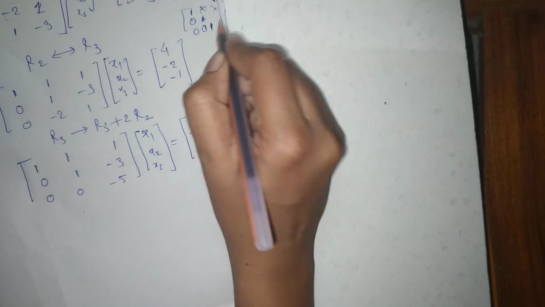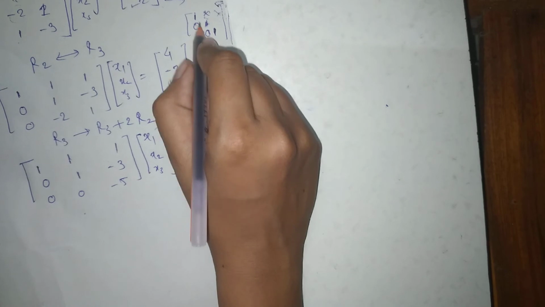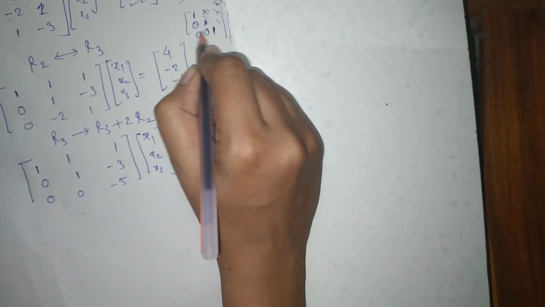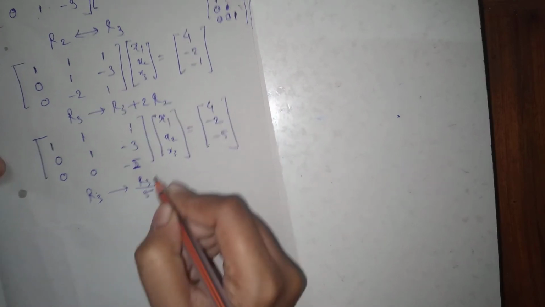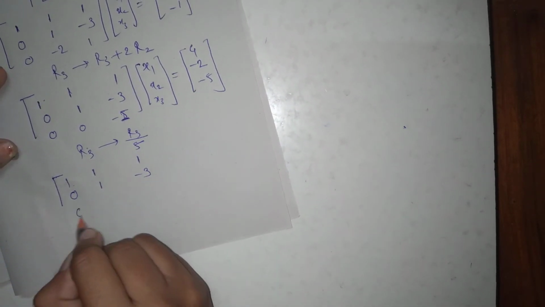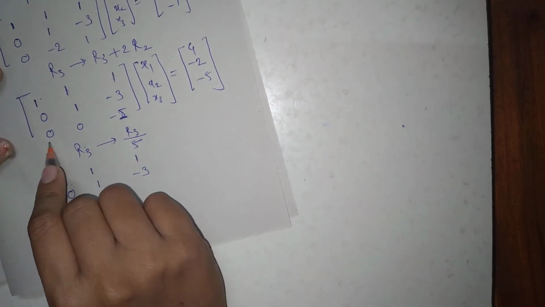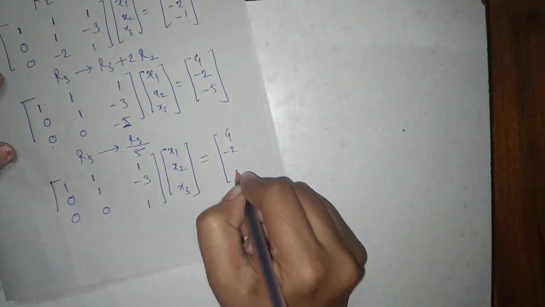This is row echelon form. The entry minus 5 is replaced by R3 changes to R3 divided by minus 5, while R1 and R2 do not change. We get 1 1 1, 0 1 minus 3, and 0 0 1, with constants 4, minus 2 and 1.